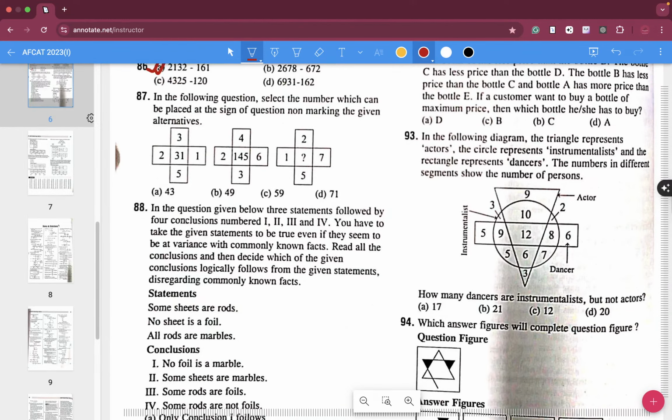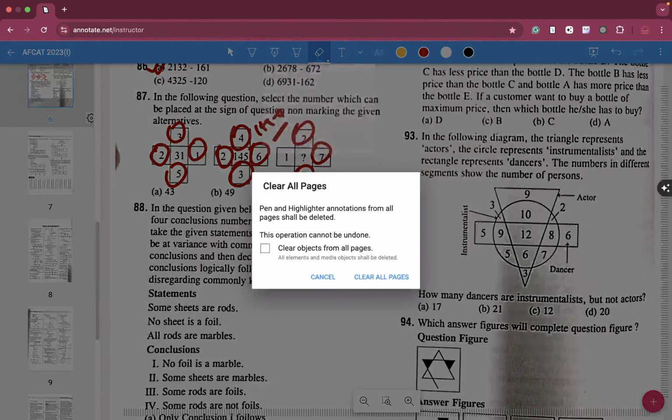Okay, 87. 5 into 3, 15 into 2, 30 plus 1. 6 into 4, 24, 24 into 3, 72 into 2, 144 plus 1. 7 into 5, 35 into 2, 70 plus 1, which is your 71. So for 87, D is the correct answer for this particular question, folks.